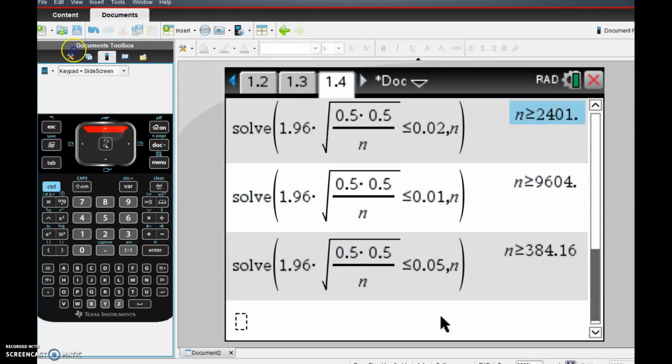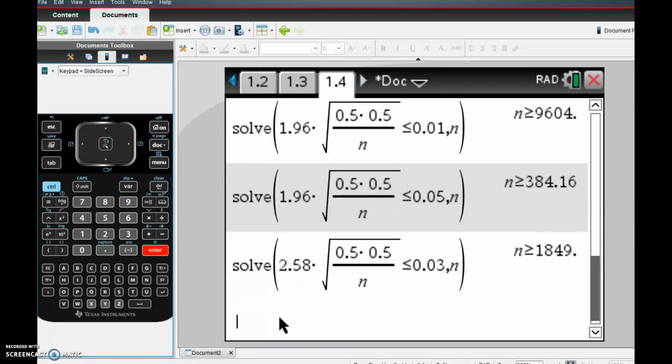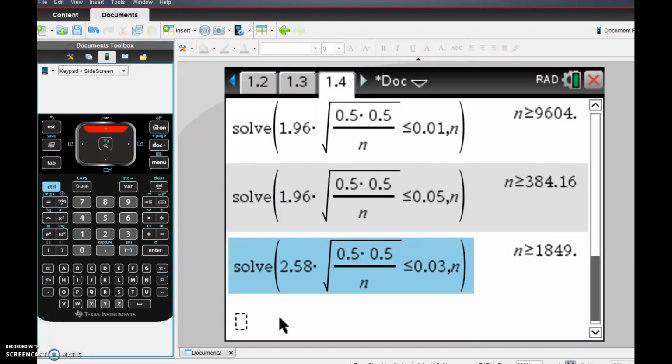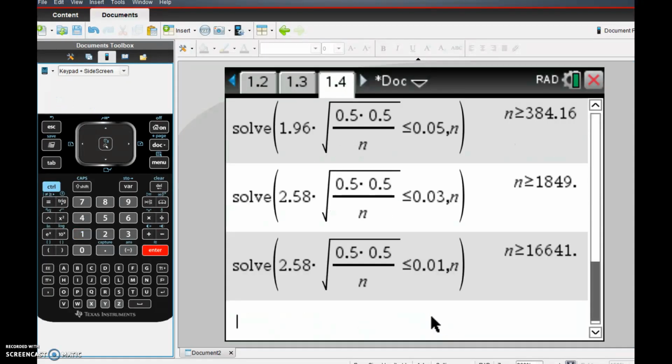You could also go back to the 3% margin of error and say, well, what if we wanted to be 99% confident? Put in 2.58. So if you want a 3% margin of error, but you want to be 99% confident, now you need to survey 1,850 people. What if you want 99% confidence with a 1% margin of error? Easy. Just go out and survey 16,000 people.